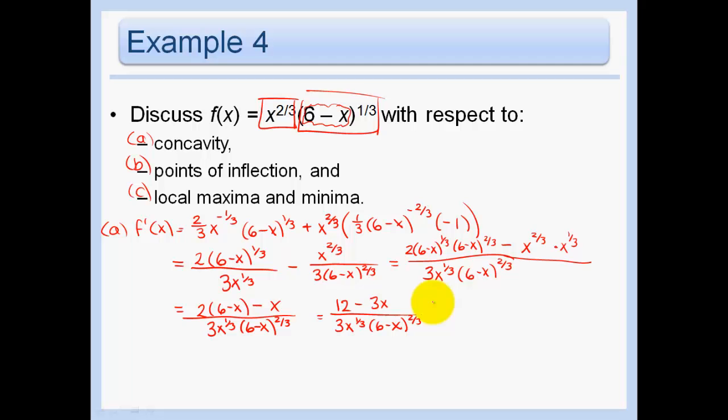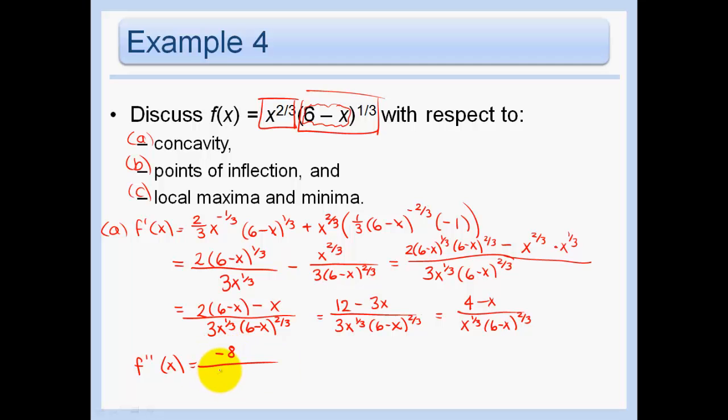Let's take a 3 out of the top, and I'm going to divide it with the bottom at the same time. So I'm left with (4 minus x) over x to the 1/3 times (6 minus x) to the 2/3. That was pretty difficult. You know what? I'm just going to tell you what the second derivative is. If you want to play with it, you can, but it's not even worth it.